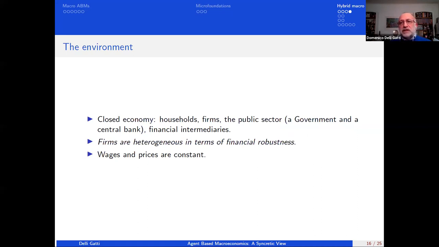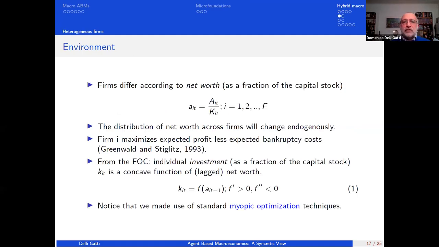The only crucial distinction with respect to the standard models is that the firms are heterogeneous in terms of financial robustness. So you have a distribution of firms according to net worth. Financial robustness is captured by net worth. We denote these individual state variables a_it, which is the ratio of net worth to the capital stock, and I will refer to this variable as net worth from now on. There are a number of firms in the economy. In the simulation, we have 1,000 firms. The distribution of net worth is changing endogenously over time. We don't impose any a priori restriction on the shape of the distribution itself.